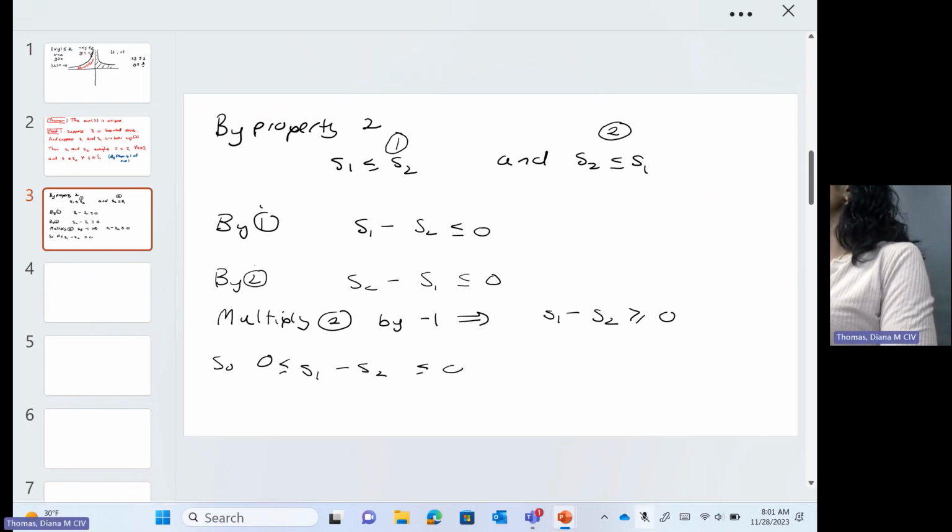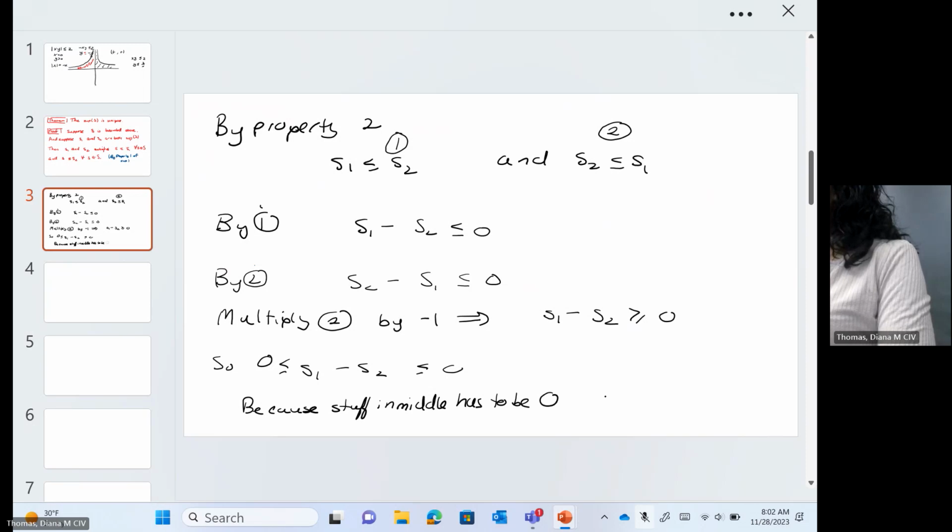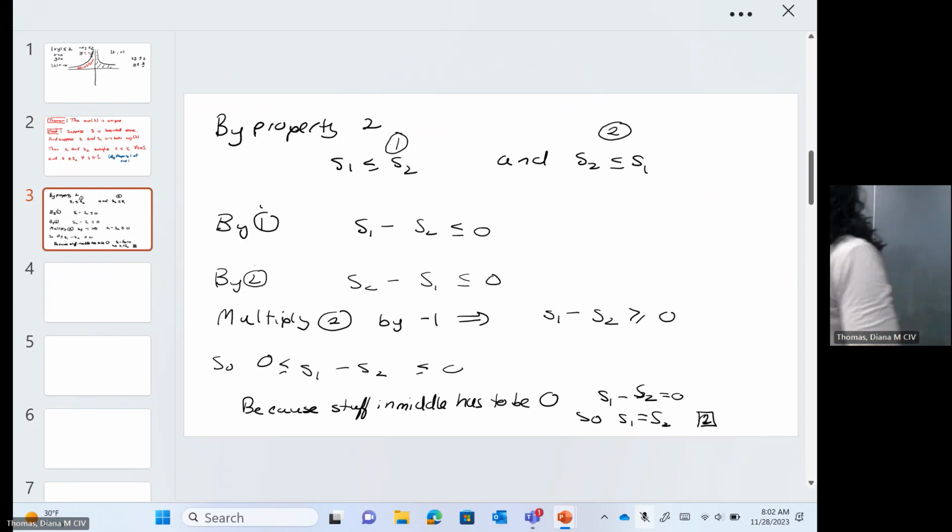What does that mean, Sam? That S1 has to equal S2. Why? One step back. Because the stuff in the middle has to be 0. Right. Boom, done. That's how you prove something's unique. Assume there's 2, show they're equal.